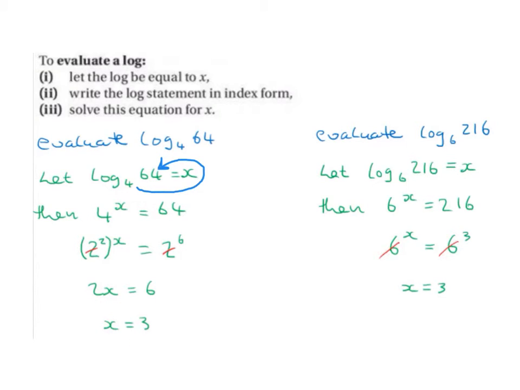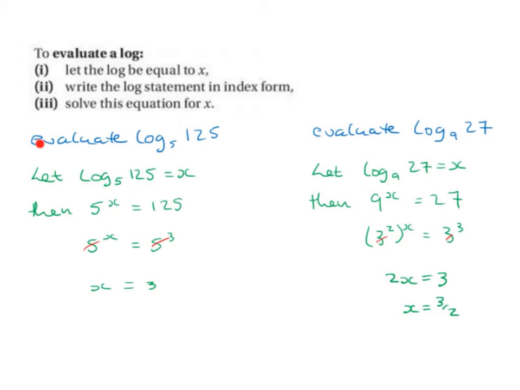Our next example, evaluate log base 6 of 216. Again, we let it equal x, and then we are going to use our scorpion tail method to rewrite it in index form. So starting at the base of 6, we wrap our scorpion tail around the x, past the equals, and end up at 216. So 6 to the power of x is equal to 216. We're going to rewrite the 216 as a base of 6, so it's going to be 6 to the power of 3. We are going to cancel out the 6's now because the bases match, and equate the indices, and we just have x is equal to 3.